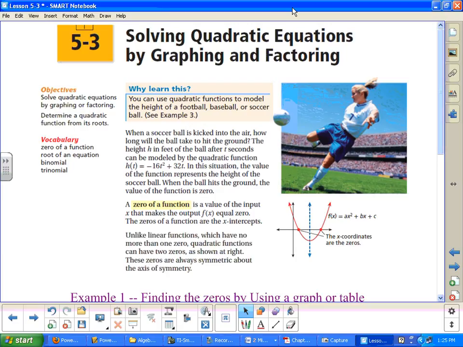Okay, lesson 3, we're going to solve quadratic equations by graphing and factoring. This is something that we did at the beginning of this class, and we're going to do it a little bit more today as part of this quadratics chapter.